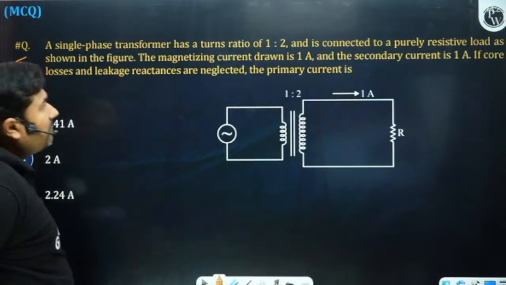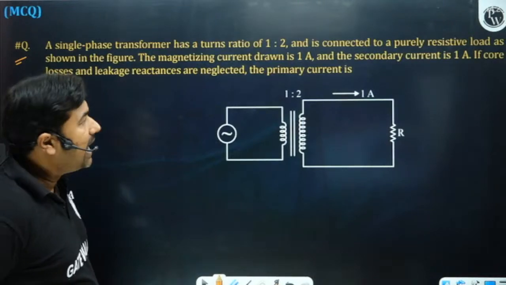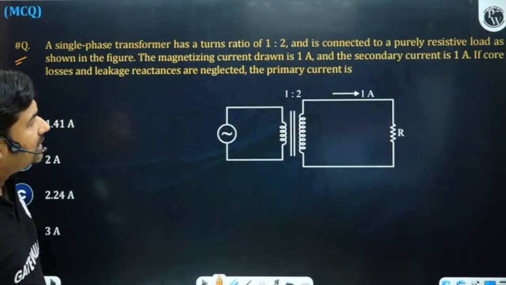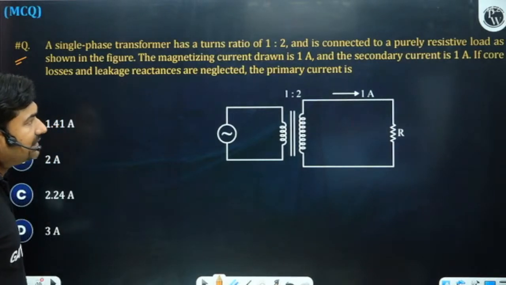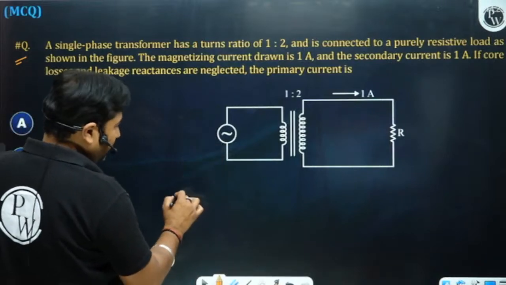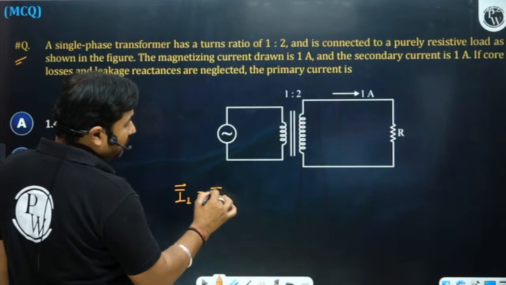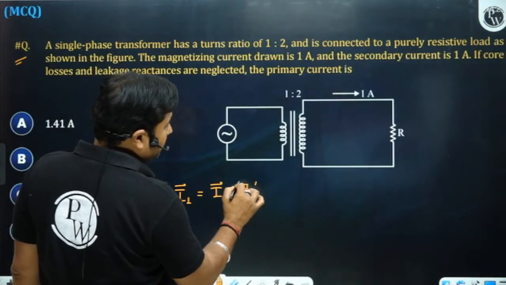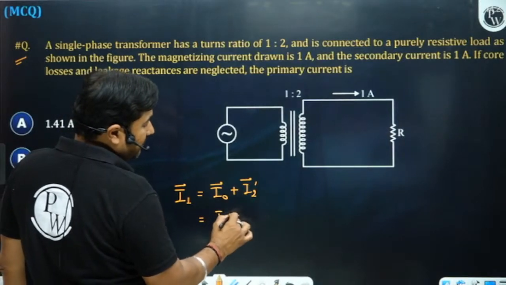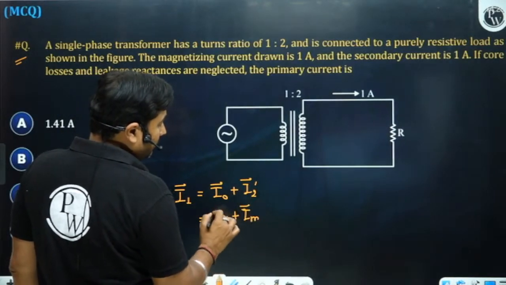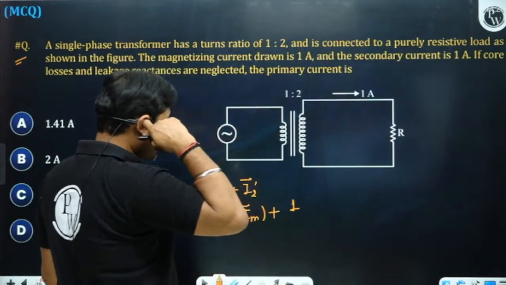A single phase transformer has a turn ratio of 1:2 and is connected to a purely resistive load as shown in figure. The magnetizing current drawn is 1 ampere, secondary current is 1 ampere. If the core losses and leakage reactances are neglected, primary current is? So what is your primary current? By MMF balance, we all know primary current is I0 plus I2 dash. I0 is IC plus IM, plus I2 dash. I2 dash is 1 ampere because it's resistive.